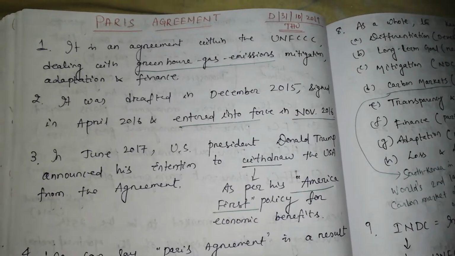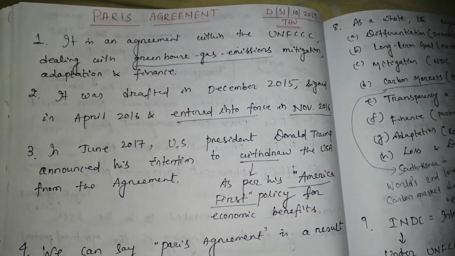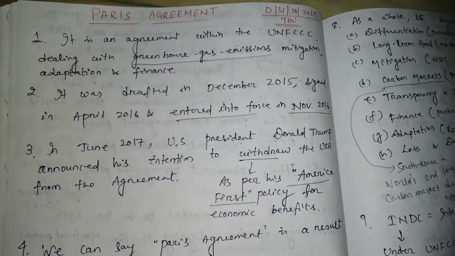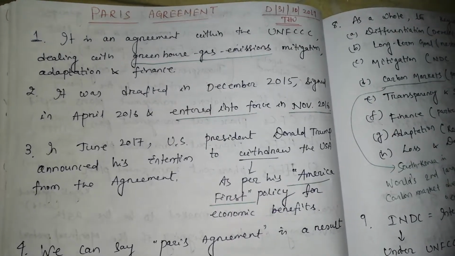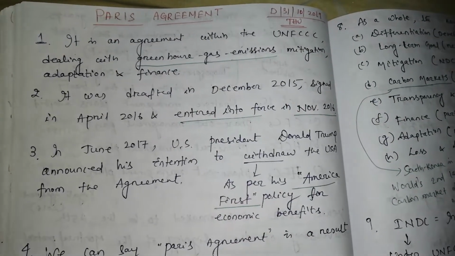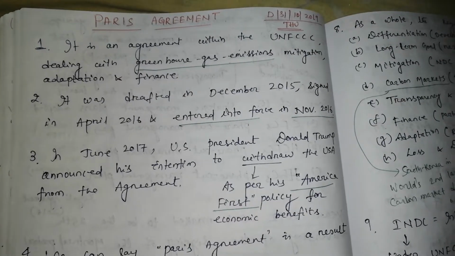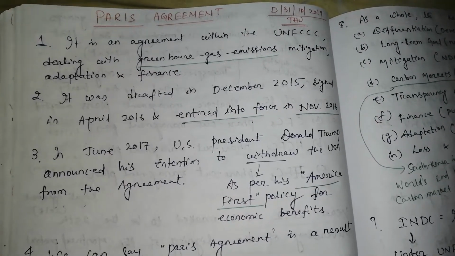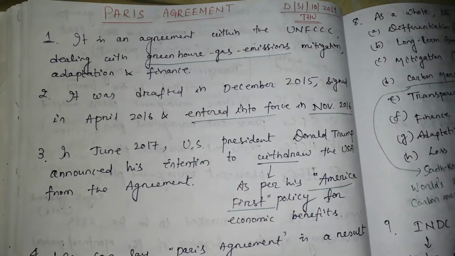Dear friends, today's topic is Paris Agreement. This is from Lesson 7 of Unit 9, UGC NET December 2019, Paper 1. We'll discuss Paris Agreement in 10 sentences.